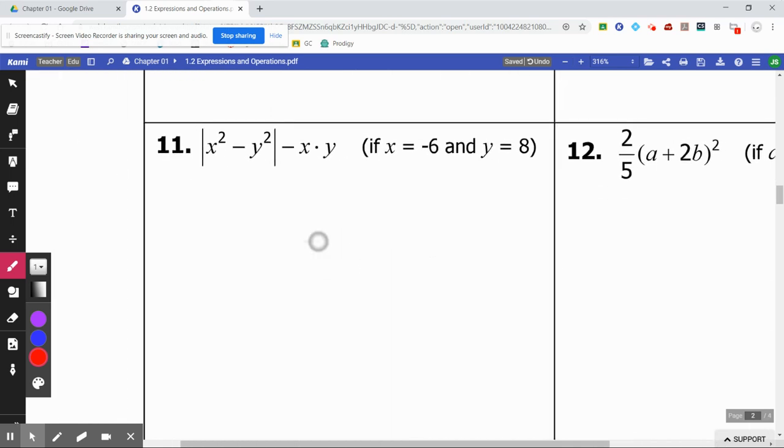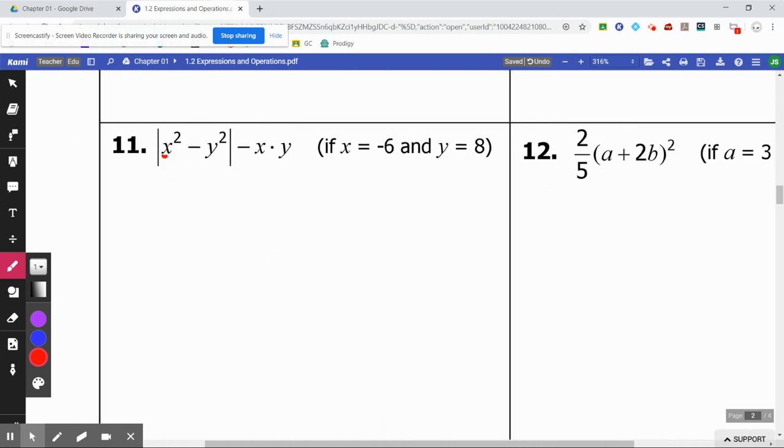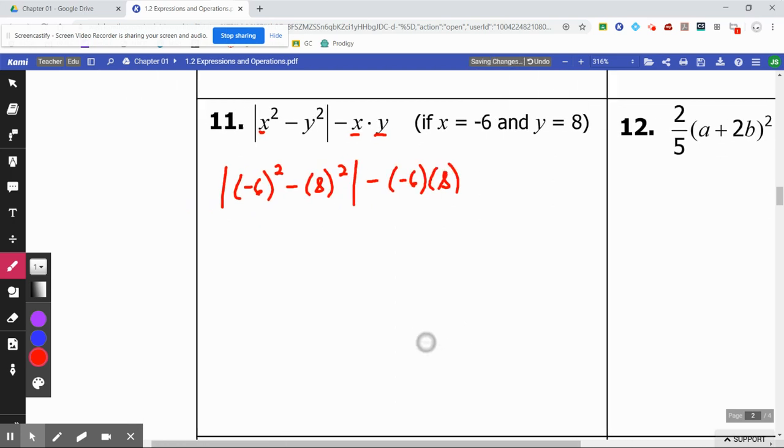Number 11. Notice here that the x is being squared. So as you plug in that -6, put it in parentheses, -6 to the second minus the same thing with y, 8 to the second. So you actually see both examples in this one problem of what I showed you previous. We'll talk about it in just a second. Minus your x value is -6 and your y value is 8. And you can always put them in parentheses as you're writing them down if you want to.